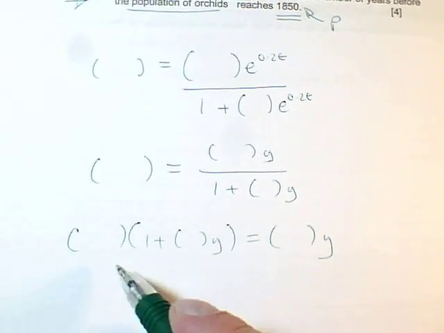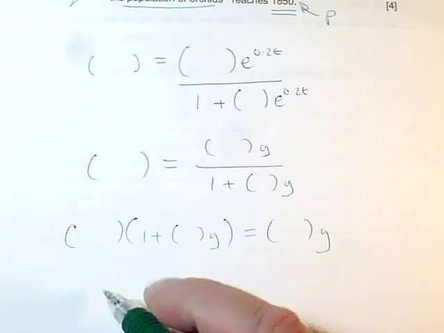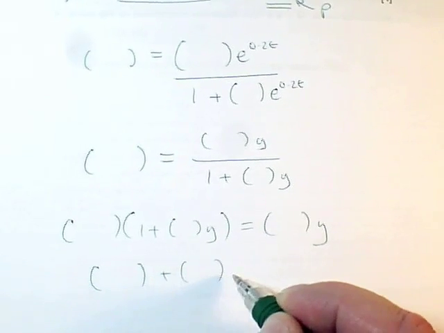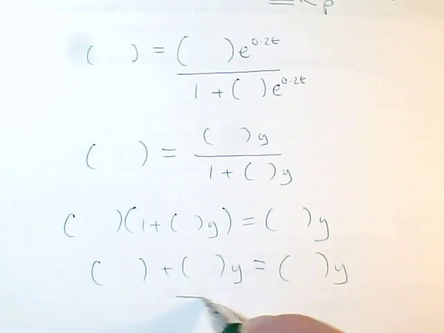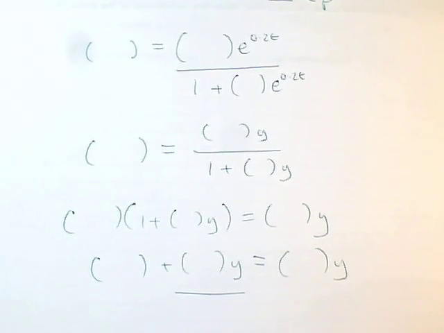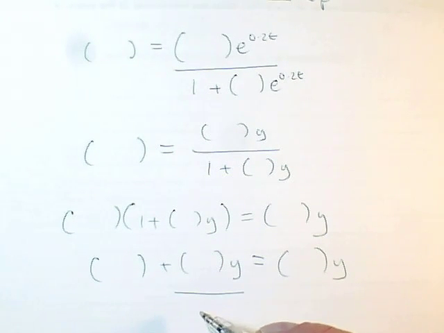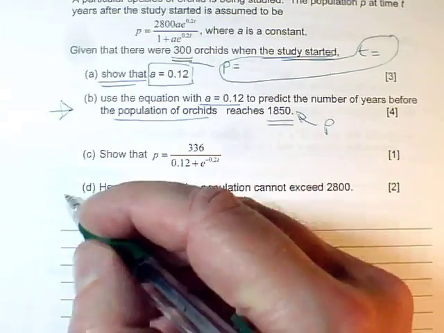Multiply all of this out. We've got a number plus a number times y equals a number times y. Subtract this term from both sides, and we're going to be able to solve for y. Do not be put off if the things in the brackets are unpleasant decimals. Should be all right. Okay, now we're on to part C.